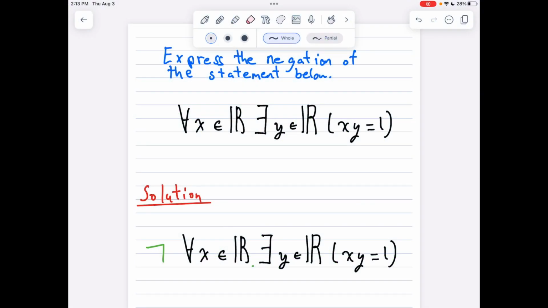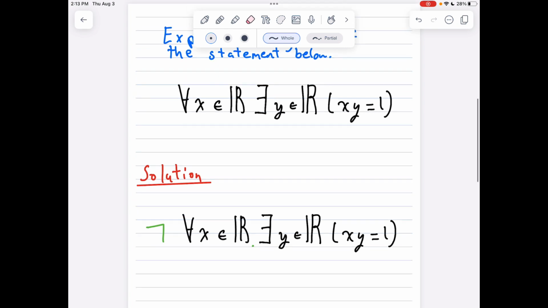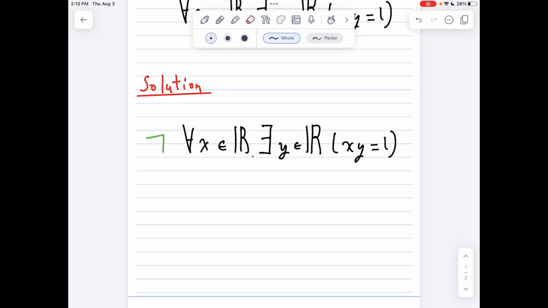Right, hello everyone. So today we have a discrete math problem which says: express the negation of the statement below. For all real numbers x, there exists a real number y such that x times y equals 1. So in other words, for every real number, there exists another real number for which the product of those two equals 1. All right, so let's get started on our solution for this problem.